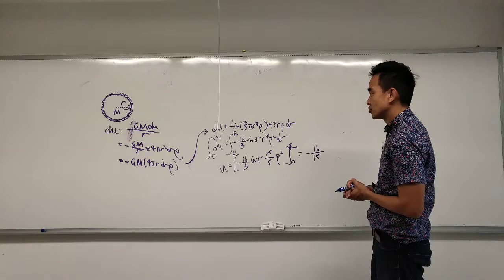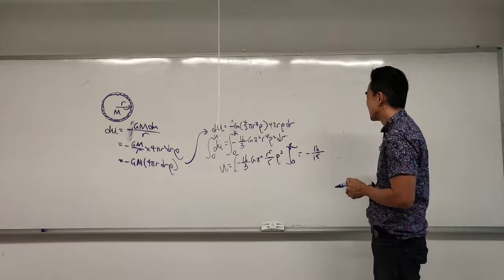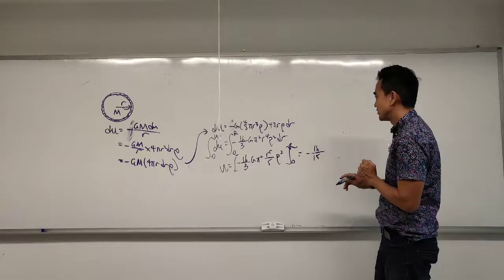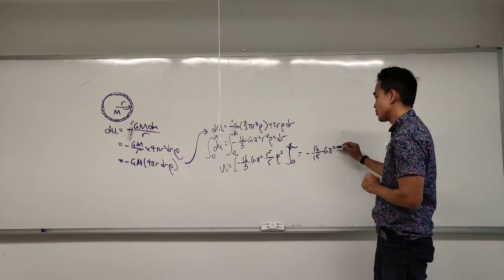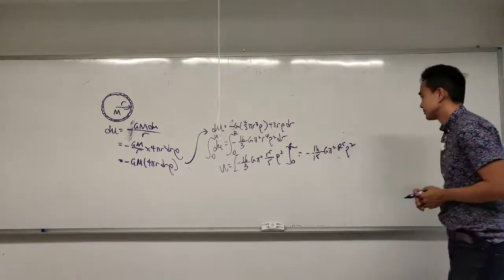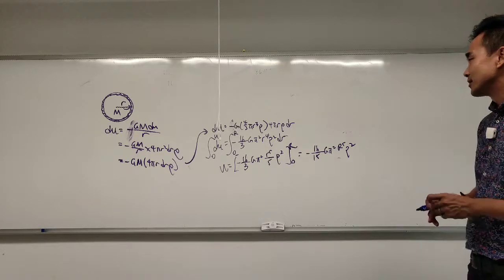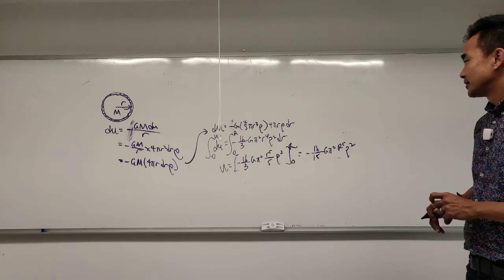Hang on, the minus sign should go away. Let's see how we can take it away. Understand. So this is minus 16 upon 15 G pi squared r^5 rho squared. This is the expression for the energy in order to rip the whole planet apart into small little pieces. Now why is there a negative?